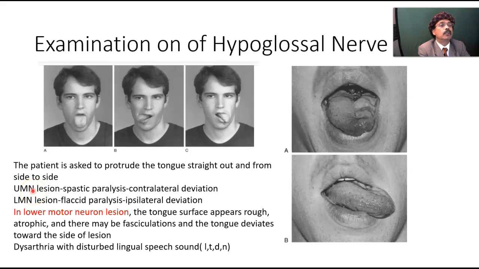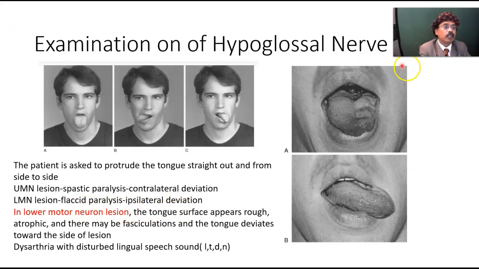Upper motor neuron is from the cerebral cortex to the nucleus. The nucleus is located in the floor of the fourth ventricle. This part from the cerebral cortex to the nucleus of the hypoglossal nerve is the upper motor neuron. Lower motor neuron is from the nucleus of the hypoglossal nerve at the floor of the fourth ventricle to the muscle. If there is a lesion there, there will be flaccid paralysis and ipsilateral deviation.